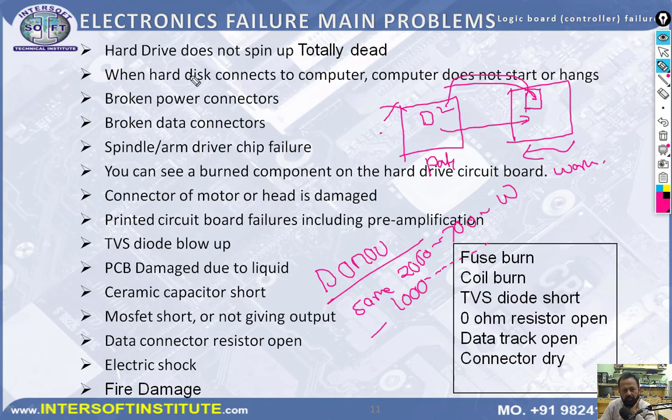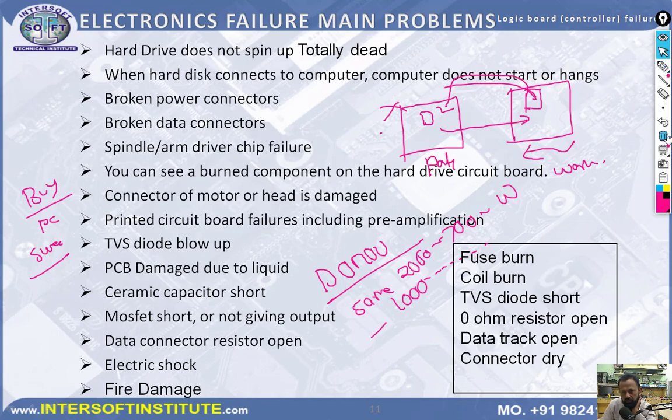So these are also PCB related problems. If we cannot repair the PCB, then we have to buy a donor PCB of the same PCB number and swap the ROM, then we can use that PCB. We can recover the data. So this is the electronic failure, the logic board failure.